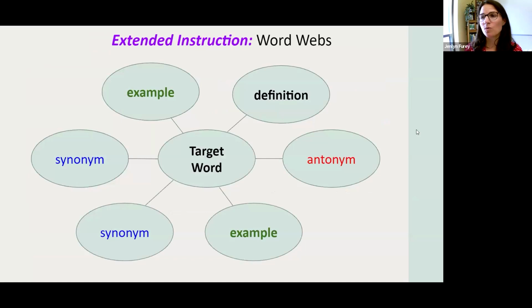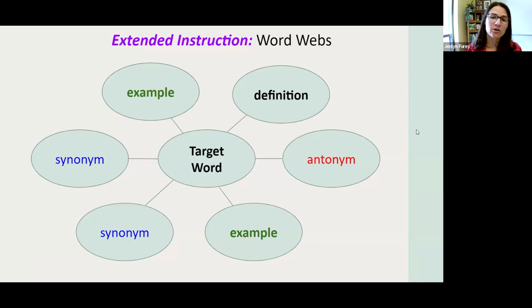And now we're getting to more advanced types of activities. We would not want to start our very first follow-up activity with something like a word web. But after we've gone through the previous activities and we see that our students can use the word in a sentence, they're identifying examples, they're recognizing it, we're now getting into a type of instruction where we're helping them to really think more deeply about the word.